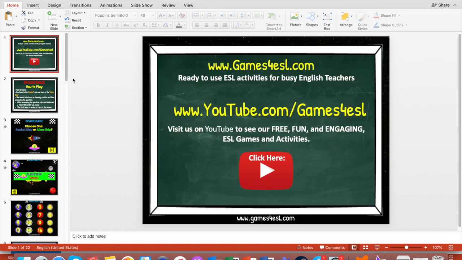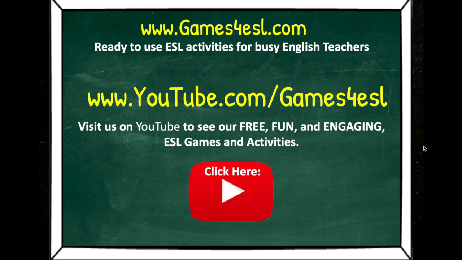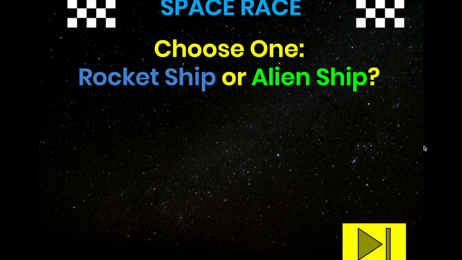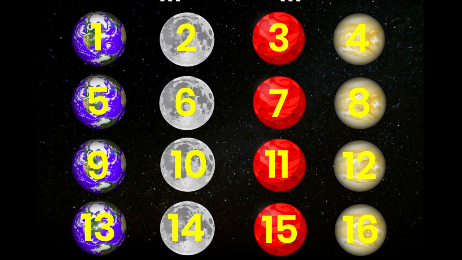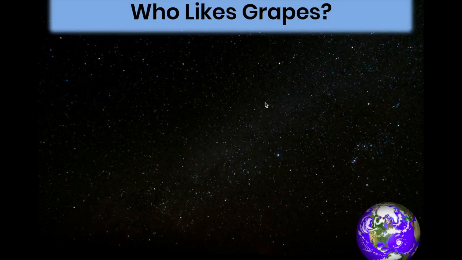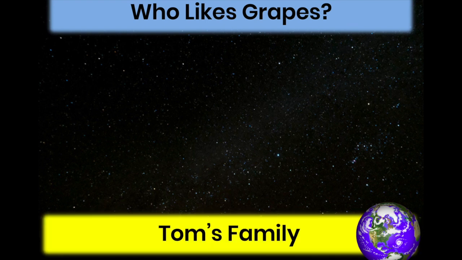Next, we've got a Space Race. Again, this is Games for ESL, but it's linked in the description below. This is a fun visual one for students. The students come here, they select a number. Who likes grapes? All the Apax teachers will know this one for sure. Tom's family, of course, likes grapes.